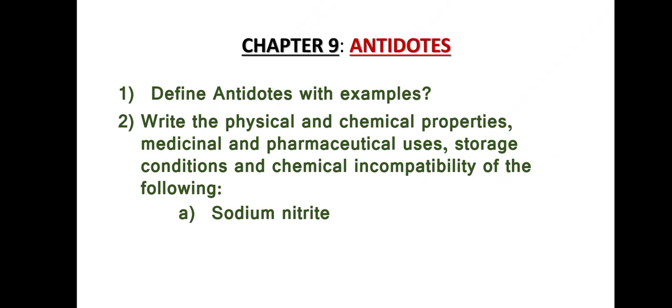Coming to chapter 9, that is antidotes. There is only one compound in the antidote topic, that is sodium nitrate. So you have to read that topic very much, it is important. So first question, define antidotes with example. Second question, write the physical and chemical properties, medicinal and pharmaceutical uses, storage conditions, and chemical incompatibility of the following drug, that is sodium nitrate.